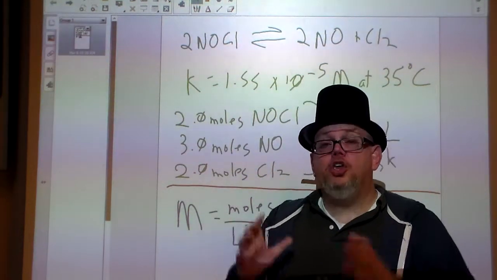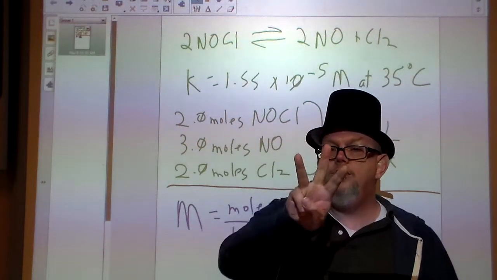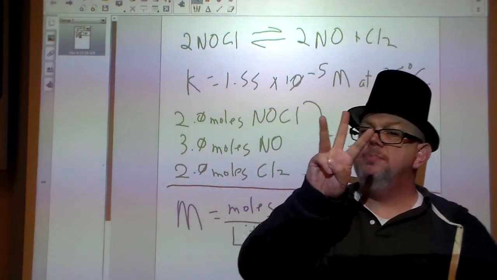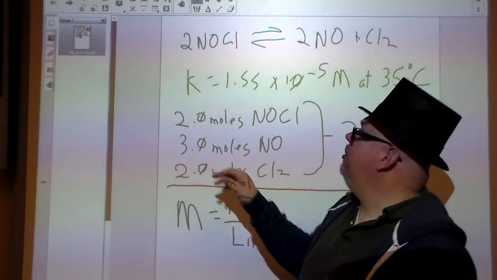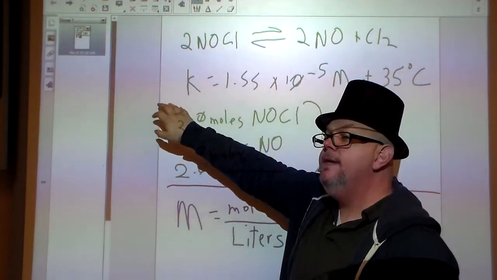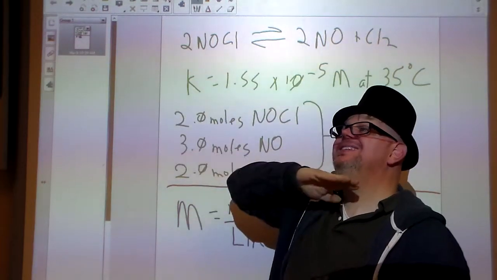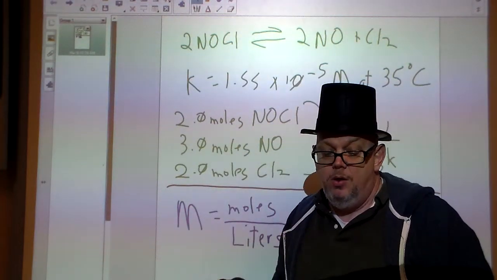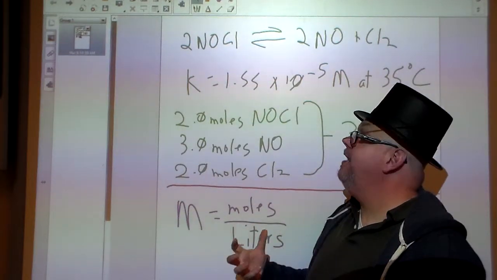And the thing is, Q is going to tell us one of 3 things. There are 3 possibilities: Q is going to be bigger than K, Q is going to be smaller than K, or Q is the same as K. And that's going to depend on its behavior.